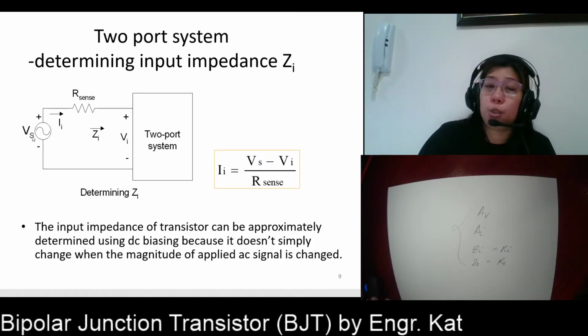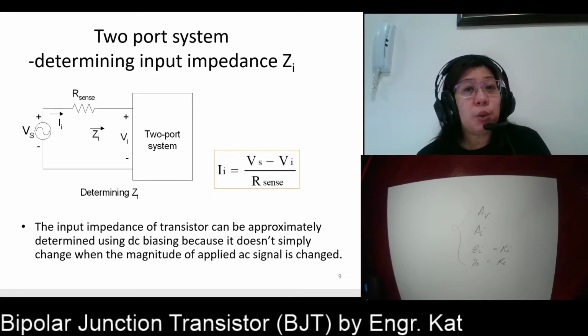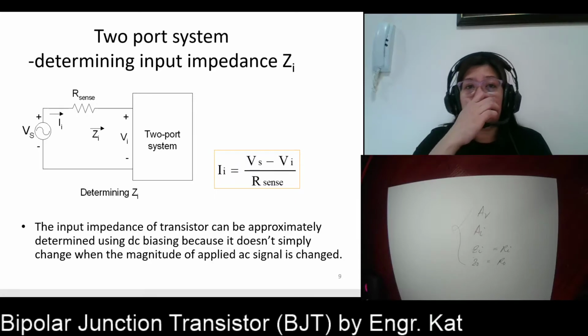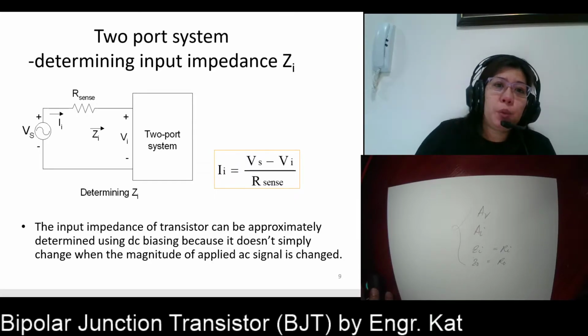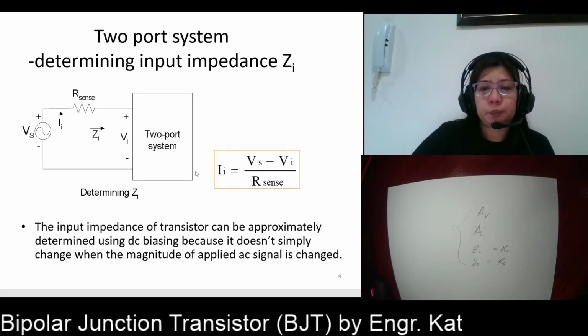Okay, VS is your source. In the laboratory, this is your signal generator. When you set your signal generator to, for example, 5 millivolts, not all of the 5 millivolts will be amplified. Why? Because there will be a drop at the sensing resistor. So only your VI will be amplified and not your VS. Okay? So solving for your I input, I input is VS minus VI divided by your R sense.